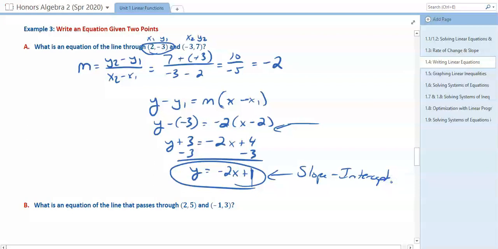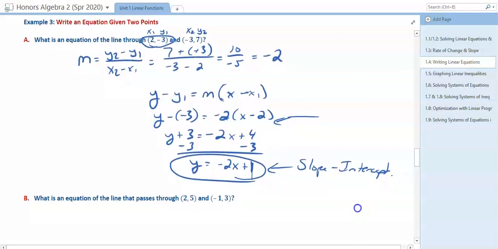Okay. So I got a second example here. Again, I want you to try this one on your own. Look at the example here. It's what is the equation of the line that passes through 2, 5, and negative 1, 3. Look at the steps we just did. Try it out. Pause the video now.